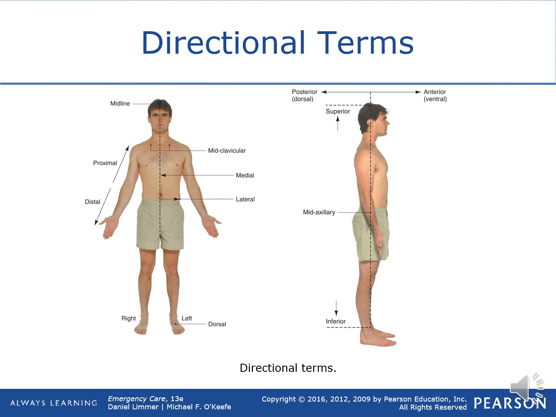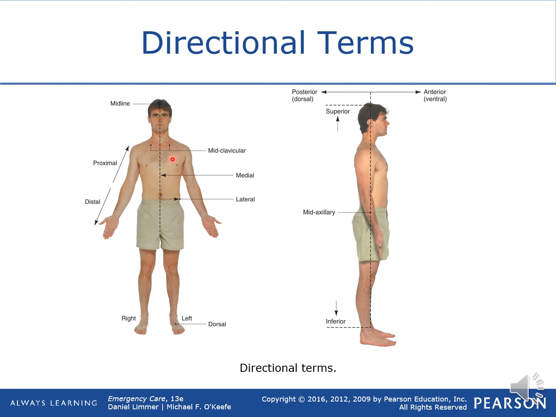So right here is a good visual representation of the different directional terms that we have. As you can see, we'll start over here. Proximal is going up towards the torso, distal is going further away. So that's your proximal distal representation. Here you have your midline, right there. Then going towards the midline is your medial, and going away from the midline is your lateral.